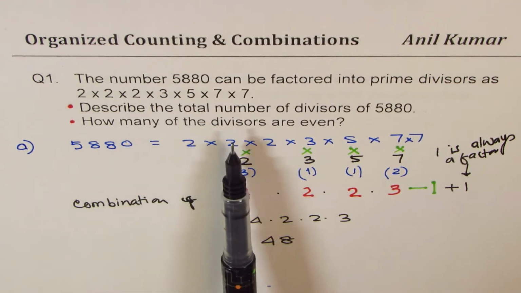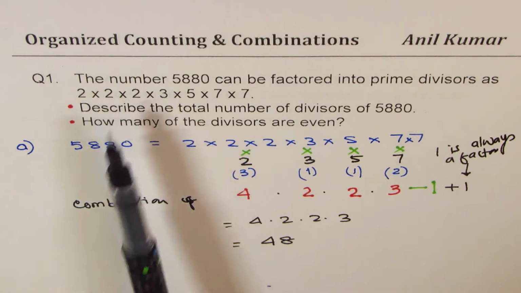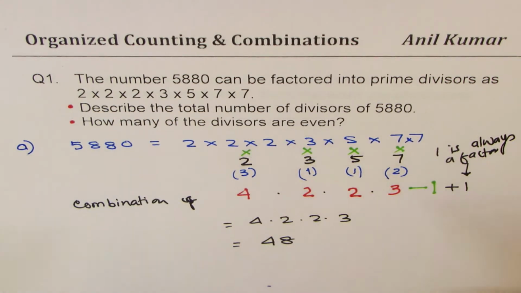How many of the divisors are even? Now that is the next part, right? So one of these twos could make the whole thing even. That is to say that we'll fix one of the twos, right?